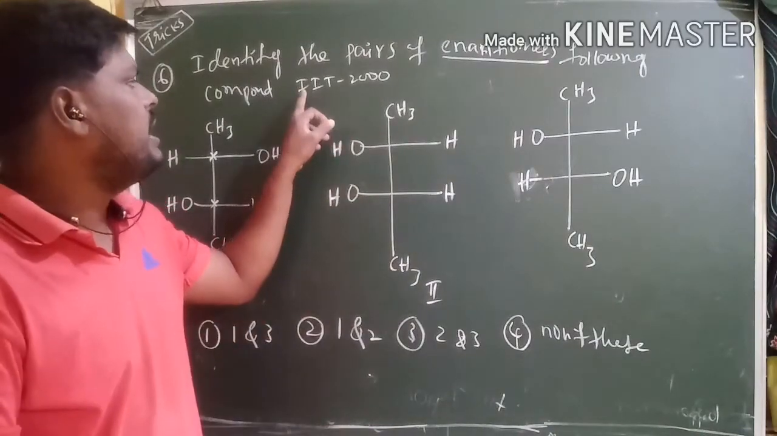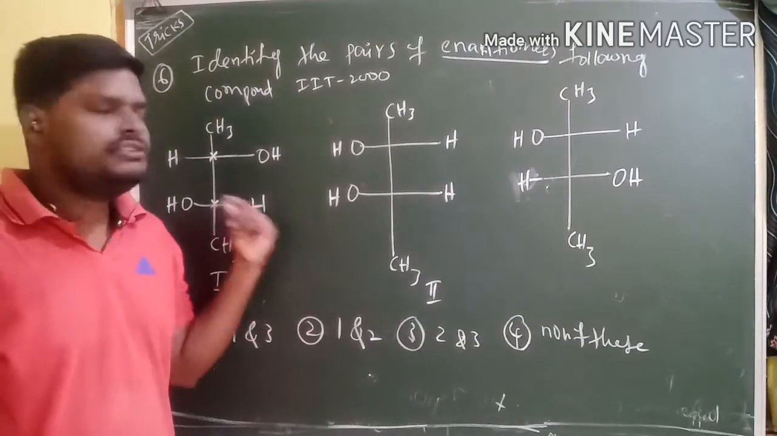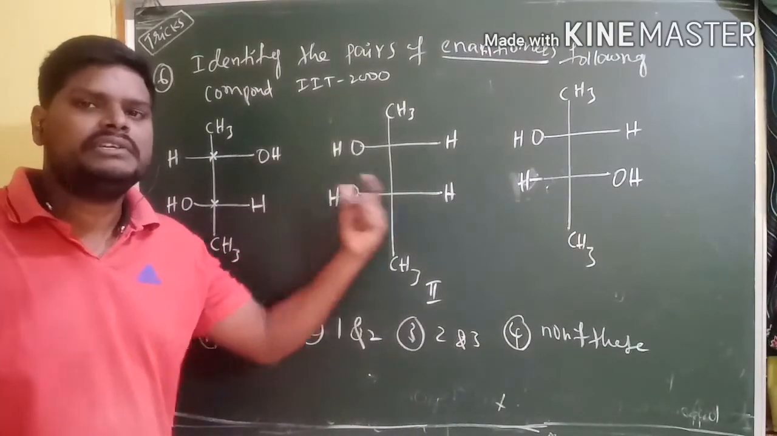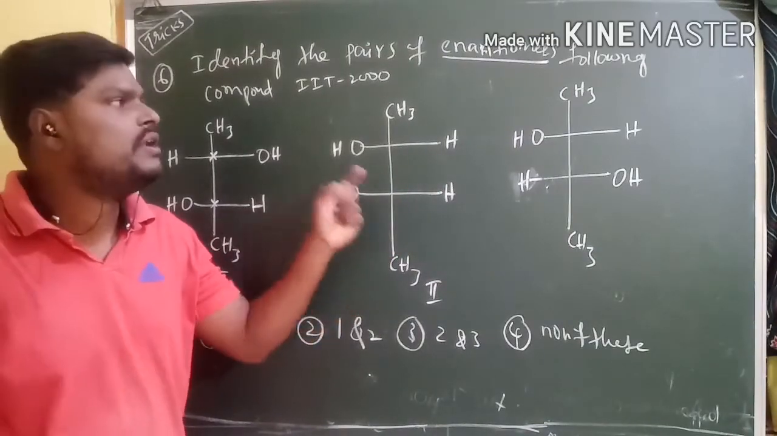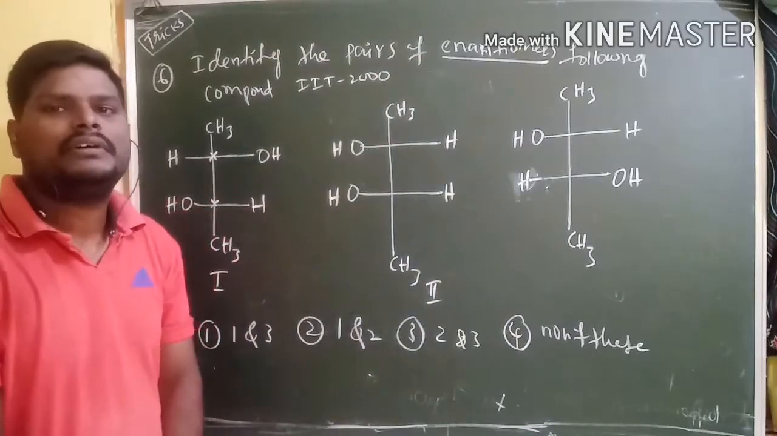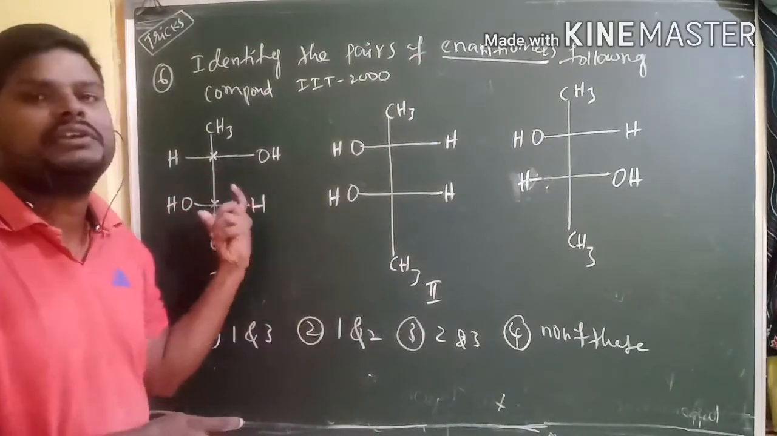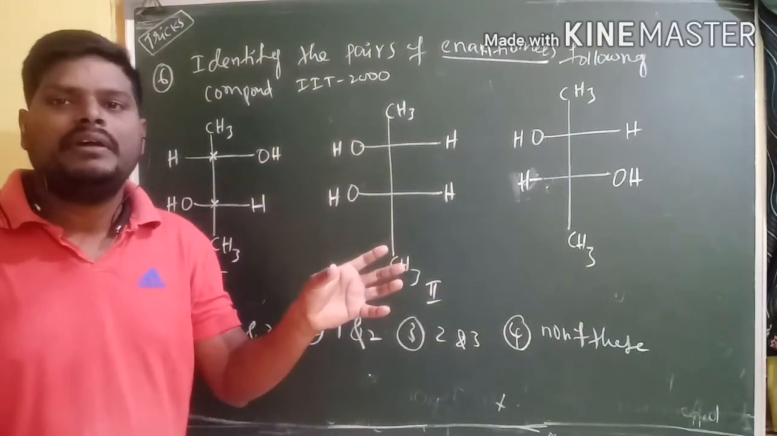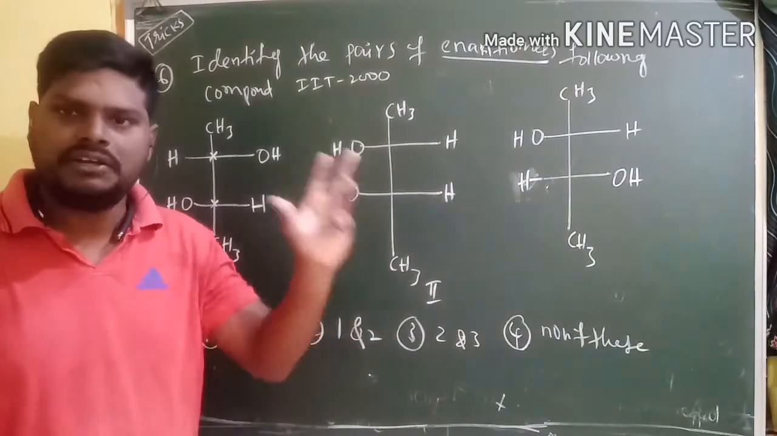So this question came in IIT 2000, sir. Right? You should find which among these three will form enantiomers. Before that, you have to first find the configuration of each of these compounds. Sir, what is the meaning of enantiomer? Opposite configuration at all chiral centers is called enantiomers.